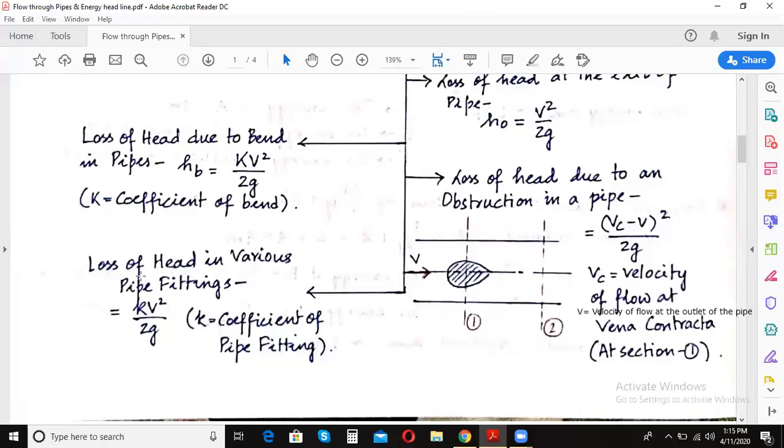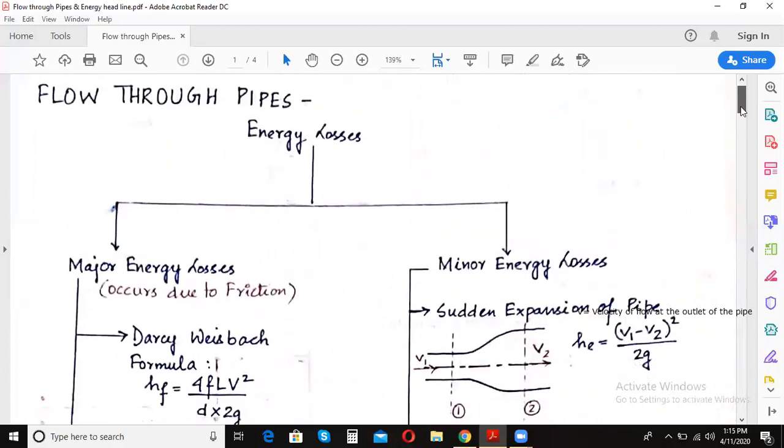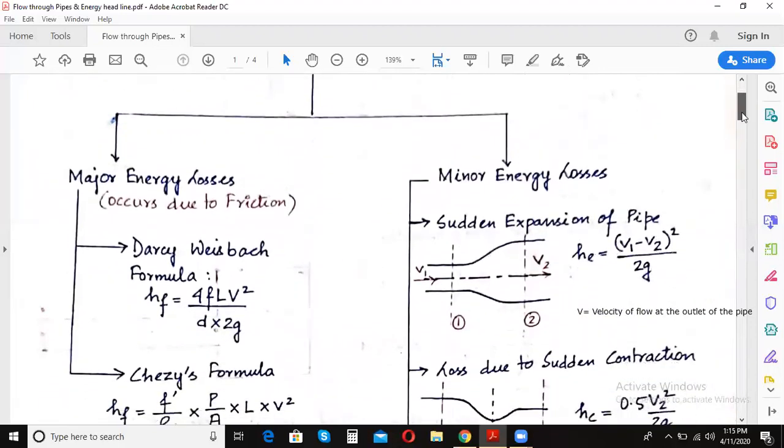Next, the last case we have is the loss of head in various pipe fittings. Loss of head in various pipe fittings like valves and couplings is given as again k v square divided by 2g, where k is the coefficient of pipe fitting and v is the velocity of flow. So that's it. These are the classification of the major energy losses and the minor energy losses taking place through a pipe.